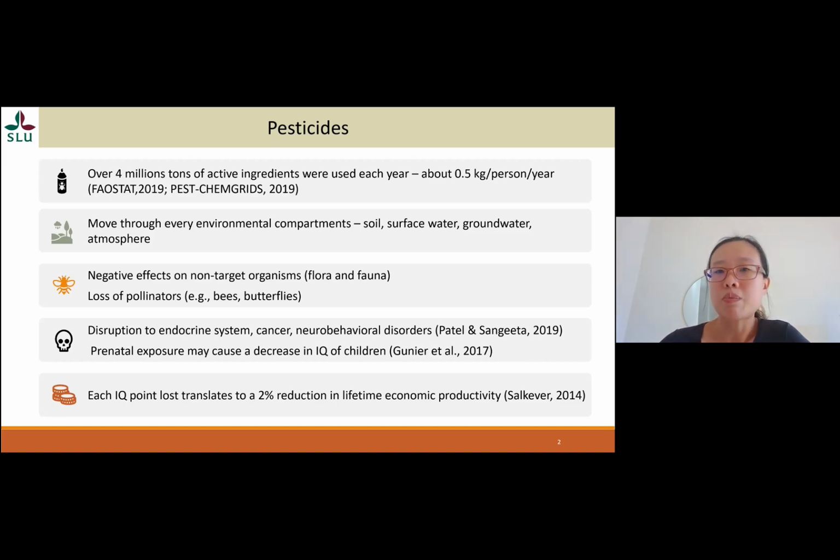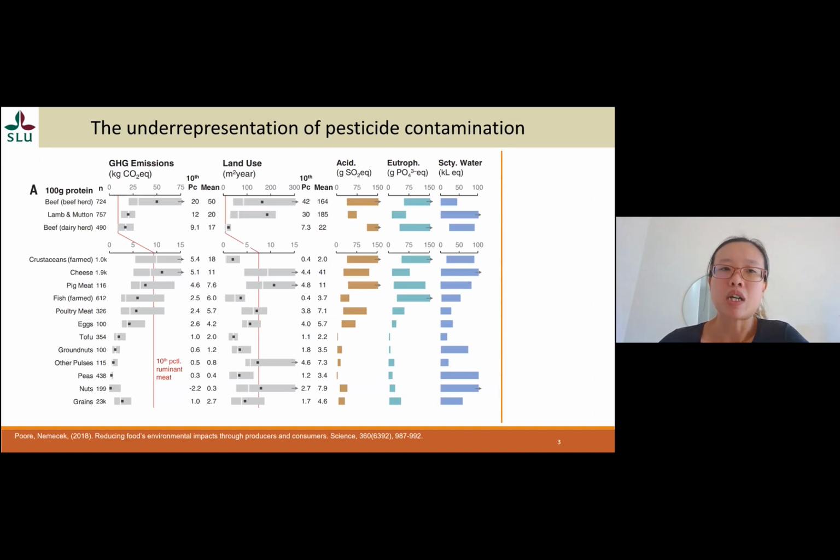But despite all these potential negative impacts that we know about pesticide use, pesticide contamination is still very much underrepresented in environmental impact analysis. This figure is an example of footprint analysis for different food products. When we talk about environmental impacts, we mainly consider greenhouse gas emission, land use, acidification, eutrophication, water use, nitrogen pollution, biodiversity loss, and deforestation. There are no studies that really look into the footprint of pesticide contamination.